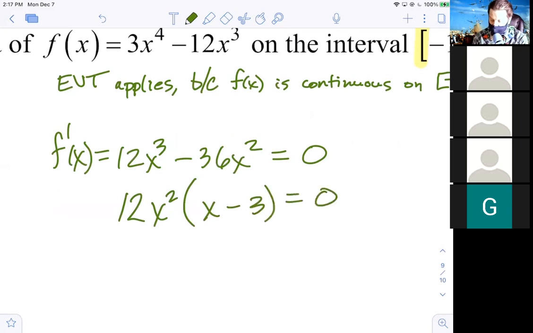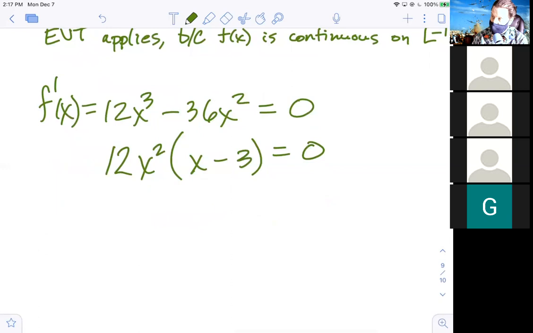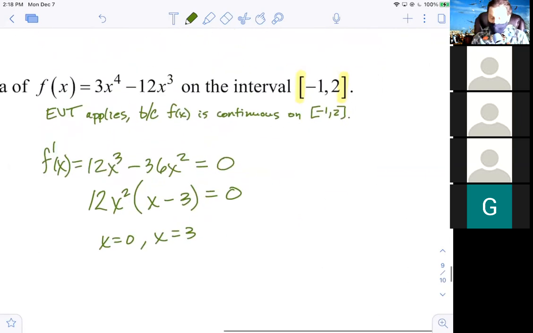And of course, then we can rattle off the critical values, right? x equals 0 and x equals 3. Now, for sure, without a doubt, those are critical values of the function, right? But in order to play the game, since we're on the interval from -1 to 2, we need to make sure that they live on the interval, okay?